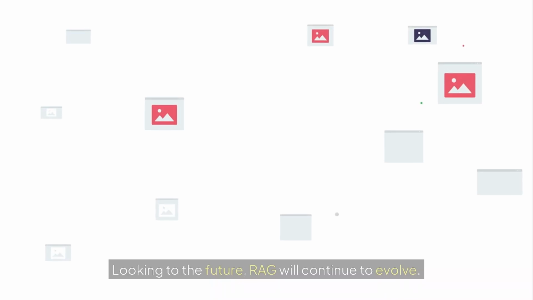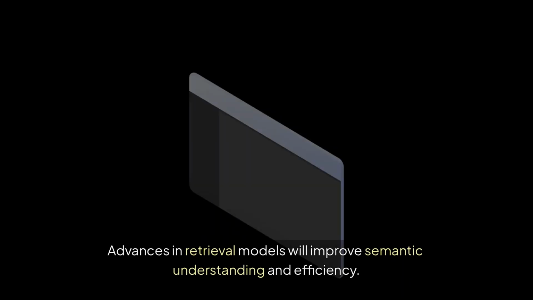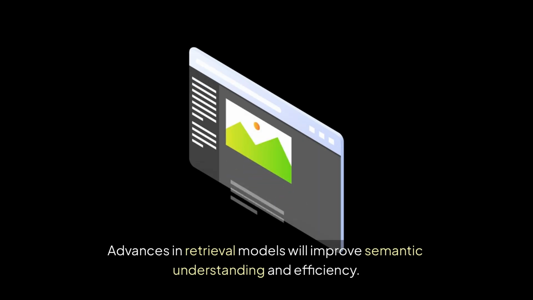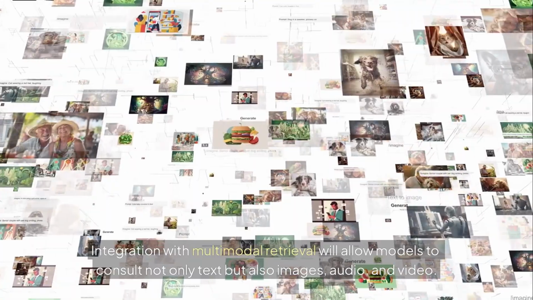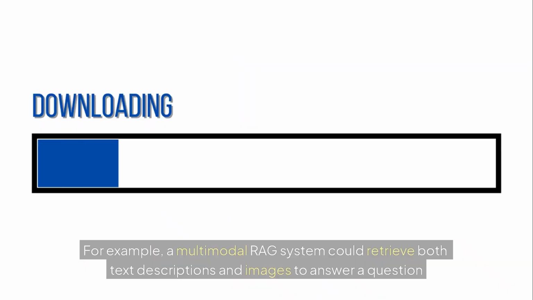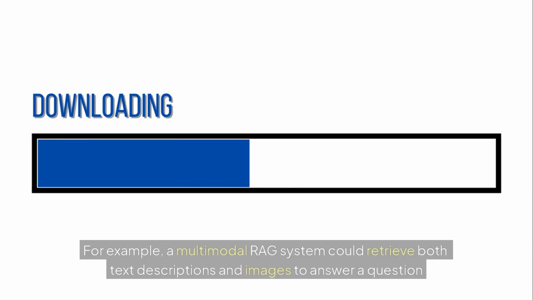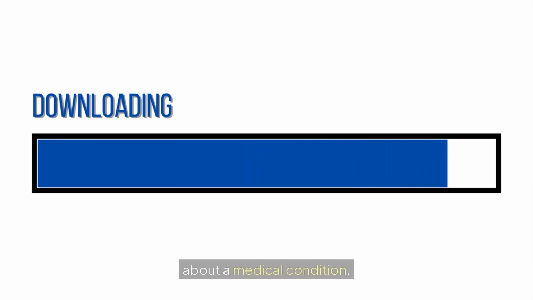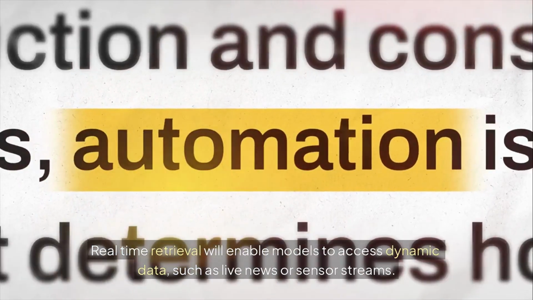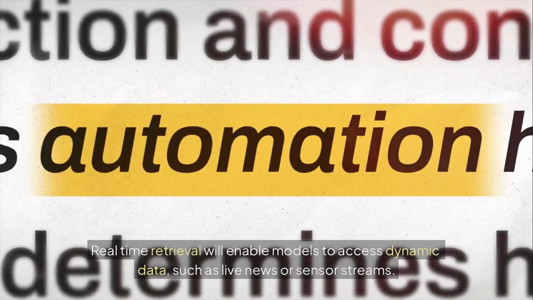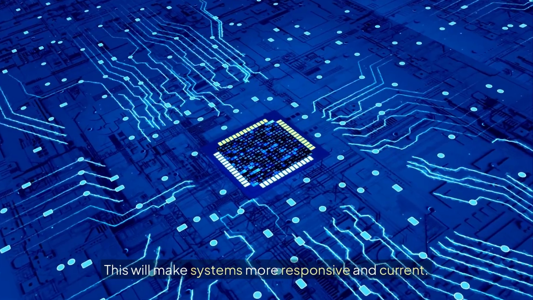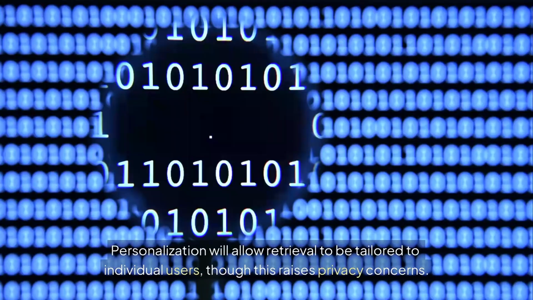Looking to the future, RAG will continue to evolve. Advances in retrieval models will improve semantic understanding and efficiency. Integration with multimodal retrieval will allow models to consult not only text but also images, audio, and video. For example, a multimodal RAG system could retrieve both text descriptions and images to answer a question about a medical condition. Real-time retrieval will enable models to access dynamic data, such as live news or sensor streams. This will make systems more responsive and current. Personalization will allow retrieval to be tailored to individual users, though this raises privacy concerns.